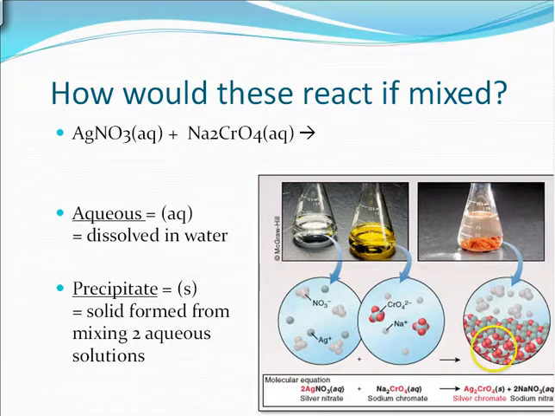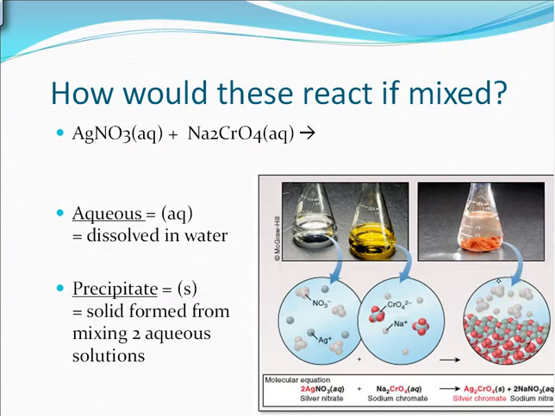Well, if you look at this molecular level picture, it illustrates that the CrO4 and the kind of bluish silvers are on the bottom here, kind of combined as a solid. That's your orange solid. And then the NO3 and the Na+ are still aqueous, still dissolved in solution above.